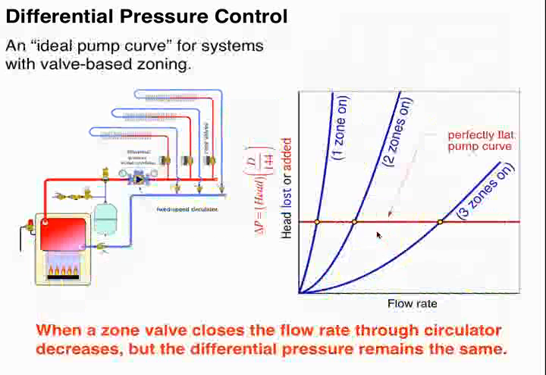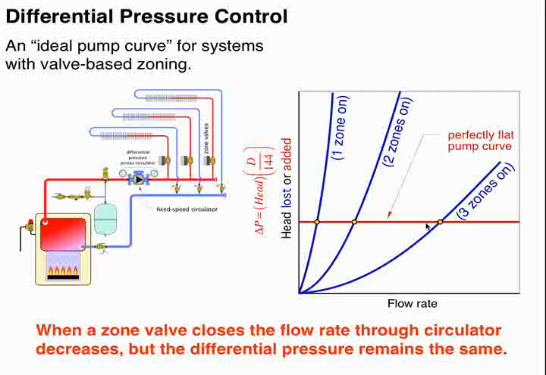Another concept I want to throw at you is, think about hypothetically, what would be an ideal pump curve? If you could create the perfect pump curve for a zone valve type system, how would it look? Well, pretty simple. It would be a perfectly flat line. What that does is it allows those operating points to move left and right. In other words, it allows the system to change flow rate as zone valves open and close, but it does not change the differential pressure across the headers.